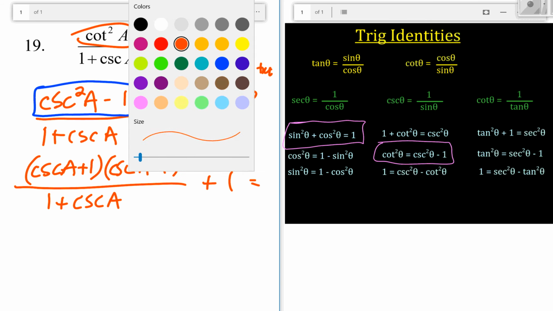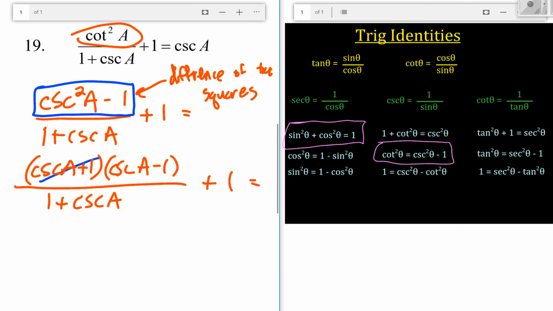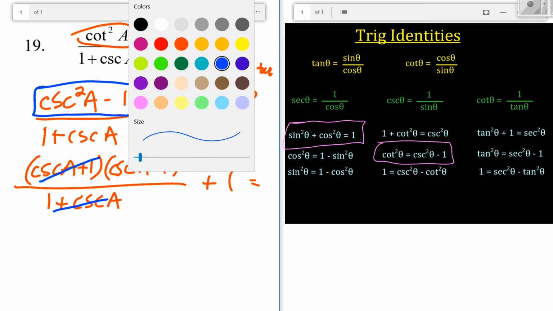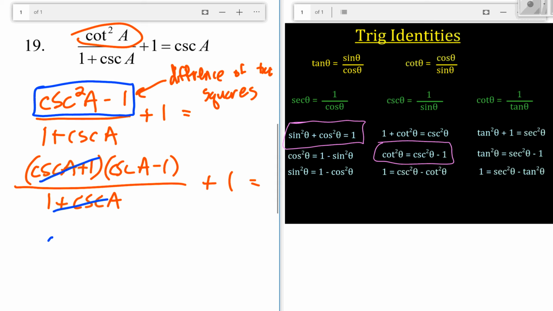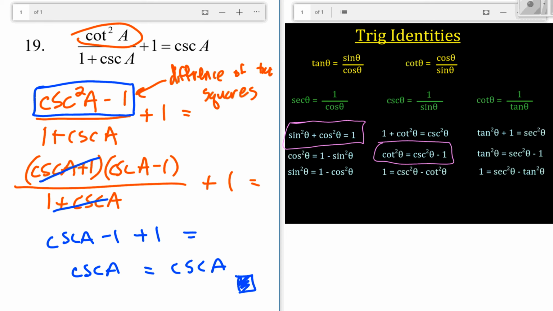So then what I notice is I've got a cosecant a plus 1 and a 1 plus cosecant a. Those are the same thing, so I can cancel those out. And now what I'm left with is cosecant a minus 1 plus 1, and that just turns into cosecant a, which is what we're looking for. All right, so number 19 is in the books.